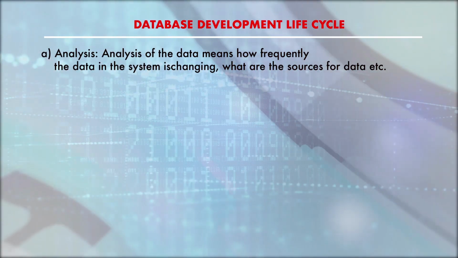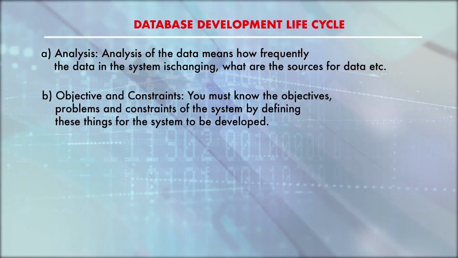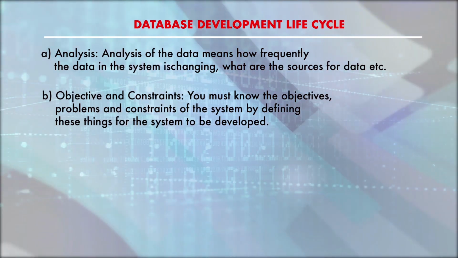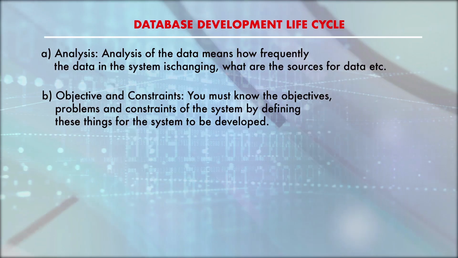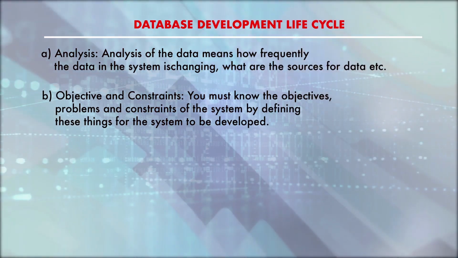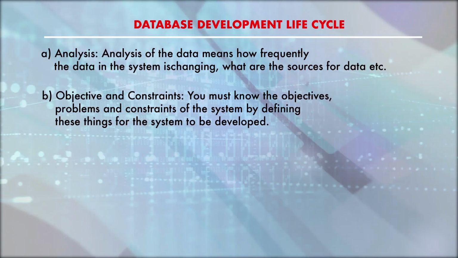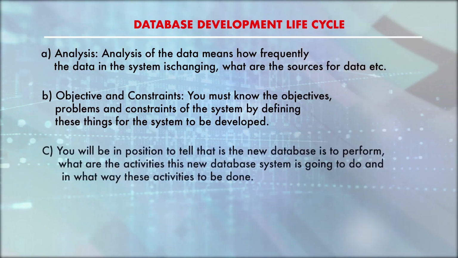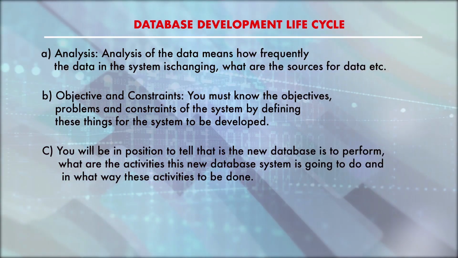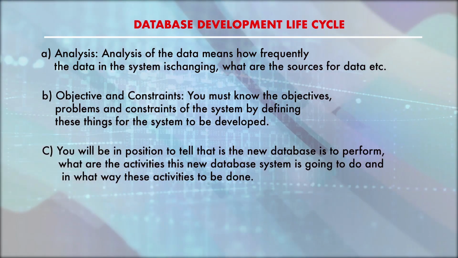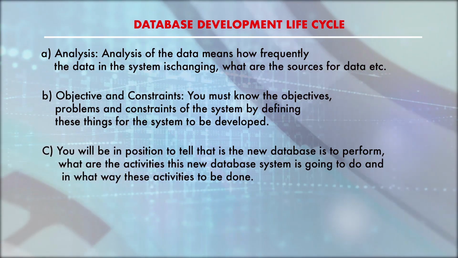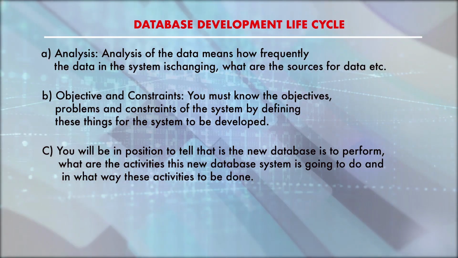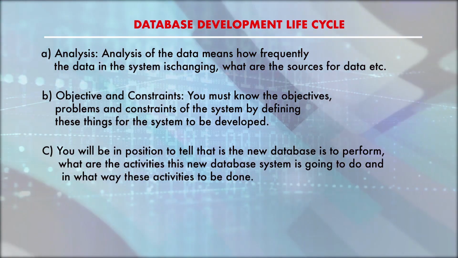Then you will try to find out the objectives and constraints. At this stage, you will try to formulate the problem, and you will see what the different constraints are under which the system is to be developed, or what the different rules and criteria are which are going to be applied for performing the activities of the system. You will be in a position to tell at this stage what kind of platform you are going to use for making this database system, or how the different activities will be happening in the system.